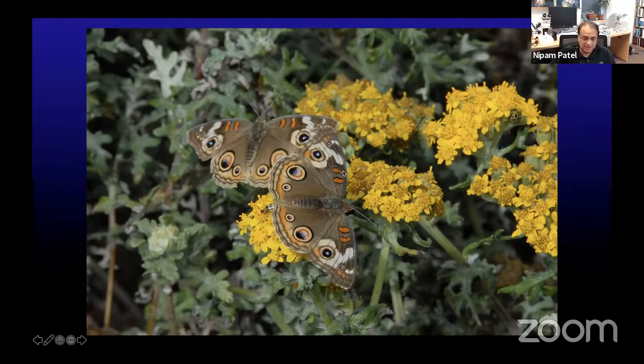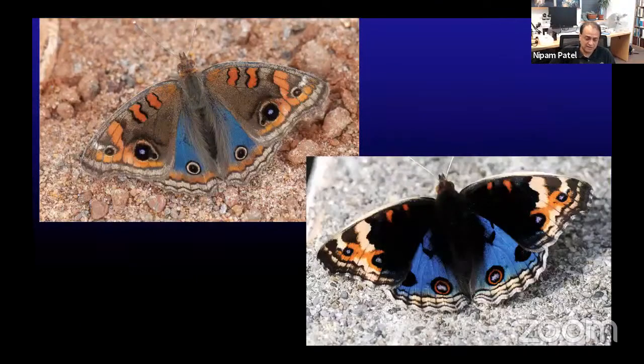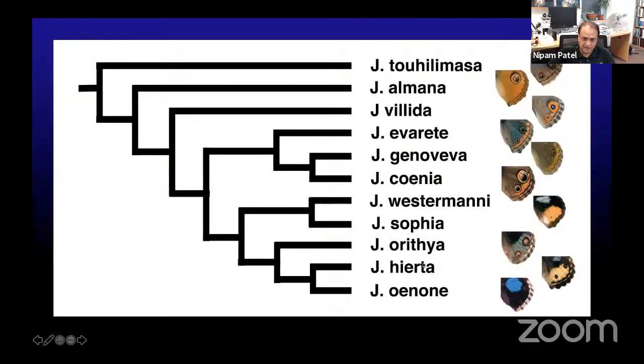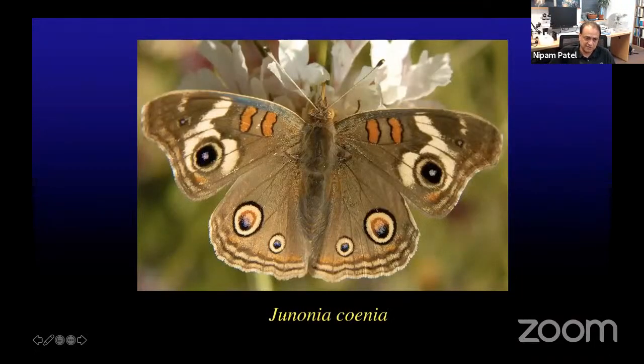But it turns out that this butterfly has close relatives that live throughout the world in the same genus that in fact have very nice structural blues and greens. These are some examples from South America and from Asia. And in fact, the Buckeye butterfly here, Junonia coenia, is nested right inside of this group where many of these other species have beautiful structural blue and green color. So it turns out that when you collect buckeyes in North America, occasionally you do get specimens that have a little bit of blue in them.